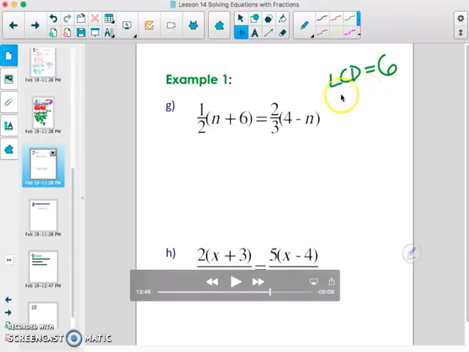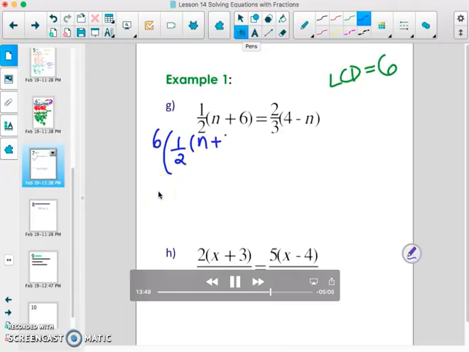So here our LCD is 6, because again, this is the same thing as writing n plus 6 over 2 over here. And this is the same thing as writing 2 times 4 minus n, all over 3. So our LCD is 6. We're going to multiply both sides by 6, and I'm writing it out exactly like it's written here, other than those 6's.